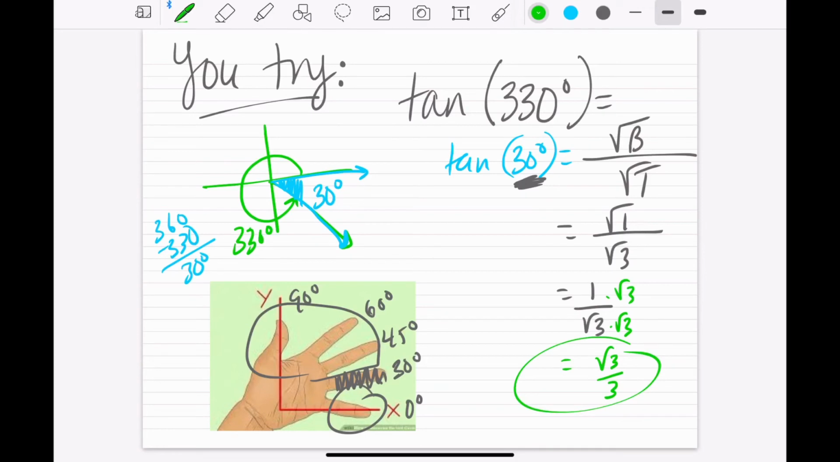And your final answer is square root of 3 over 3. We're forgetting one more thing though. We're forgetting to check our sign. So let's go back to our initial graph.